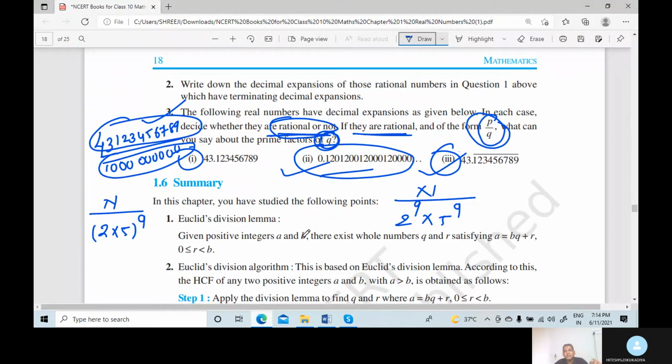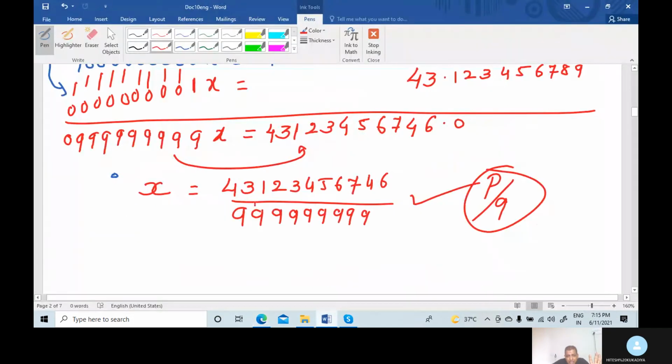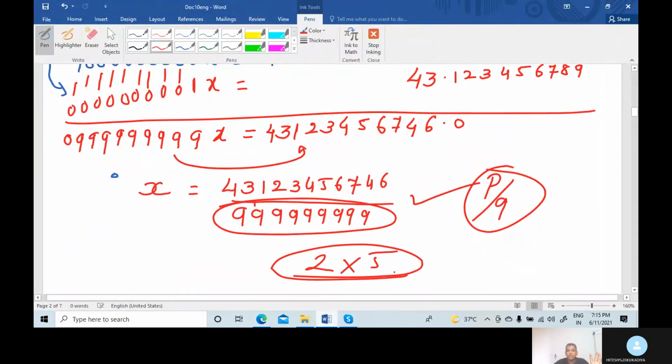Right? Because here we convert the number to P upon Q form. If they are rational and of the form P upon Q, what can you say about the prime factorization of Q? But here in the denominator, we can't get the prime factorization of 2 and 5 because no 0 is present. We convert to the P upon Q form, but we can't convert the denominator by the 2 into 5 prime factorization method. Is that clear?